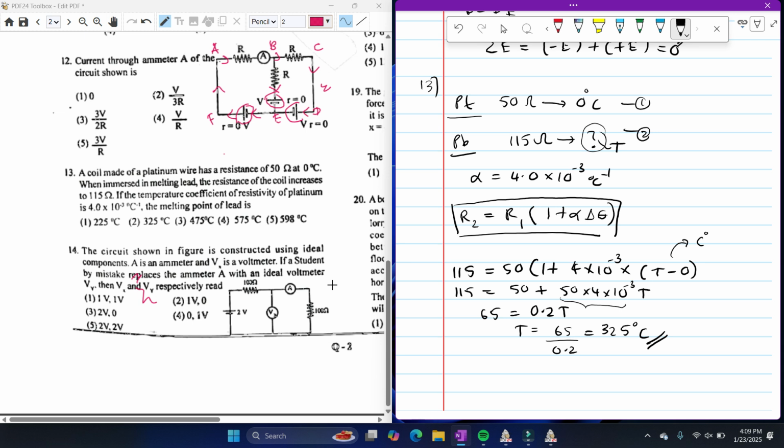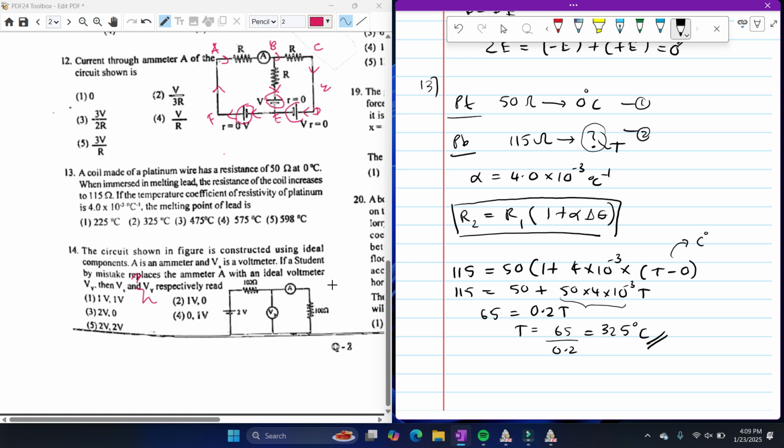A is the ammeter, Vx is the voltmeter. By mistake, the student replaces the ammeter A with an ideal voltmeter Vy. We can substitute an ideal voltmeter for ammeter A, but there is no path for the current flow because an electric current doesn't flow through an ideal voltmeter.